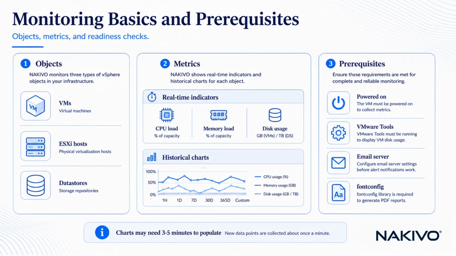If you intend to generate the PDF reports we cover at the end, the font config library must be installed on the machine running the product, or the reports will not render correctly. And because our scenario ends in an email, the product's email server has to be configured first, and I will show you where that lives. One more thing, to set expectations. NAKIVO collects a new data point about once a minute, so when you first add an object, give the charts 3 to 5 minutes to populate before you expect to see anything.